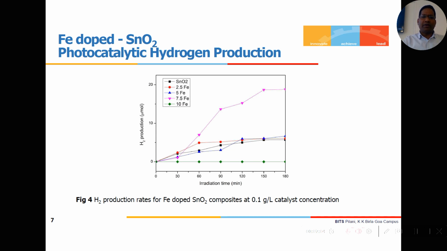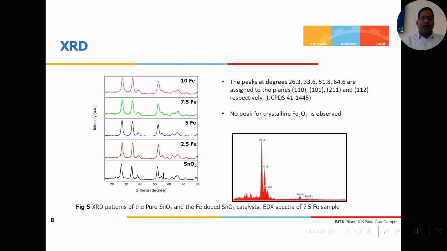So this is the result from our photocatalytic experiment. What we observed is that the 7.5 weight percent iron catalyst produces the highest amount of hydrogen, which is mentioned here. You can see the top one. I will talk about why 7.5%, which we also justified in terms of the characterization, that I will come to. Then of course you can see the 10% Fe gives the minimum.